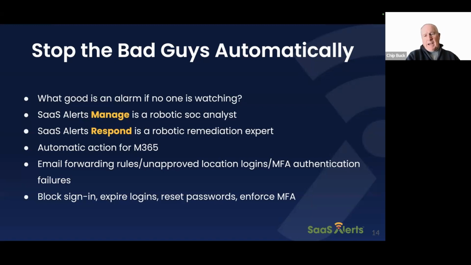Respond today takes automatic action for everything 365. Over the course of 2024, we'll be expanding that to include Google. Look for those email forwarding rules, unapproved locations, MFA failures. Again, Respond will do that automatically for you, and you can bundle those together into a logical sequence so that if you see one happens and then another happens and then a third happens, hey, now you have a 90 or 95% probability that a successful compromise has occurred. And then Respond will block those sign-ins, expire the logins, and reset the passwords for you.